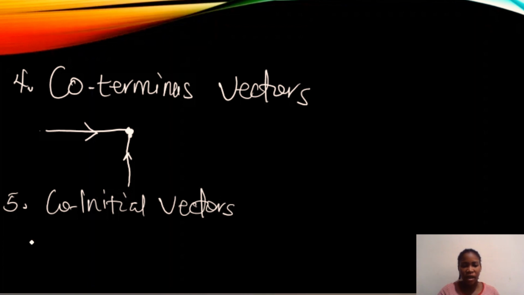Let's give an example. This is vector A. You see this vector A, it's going like this. And vector B is also going like this. These two vectors are starting from the same point, and hence they are called co-initial vectors. They are vectors that start from a common or same point.